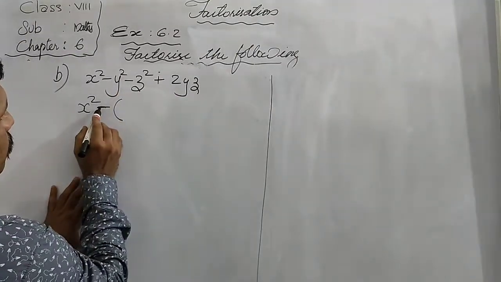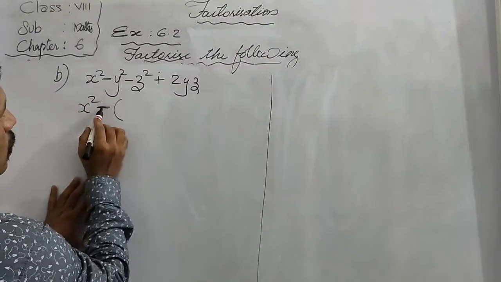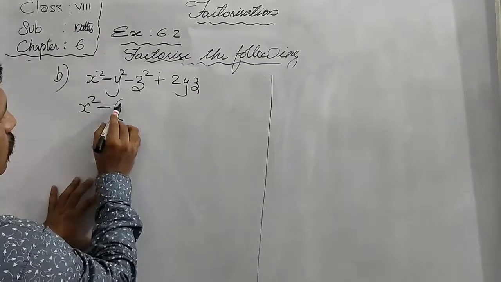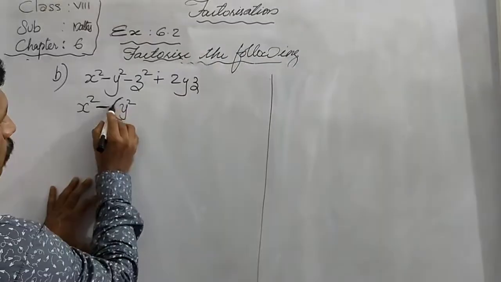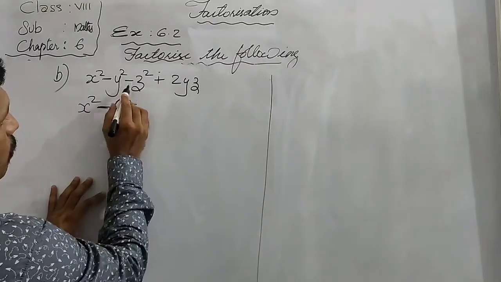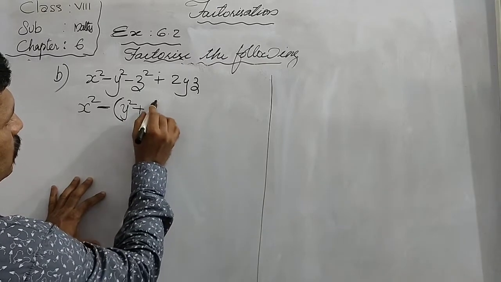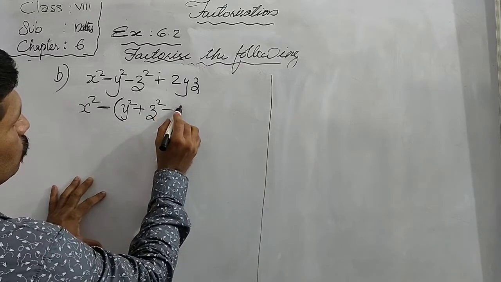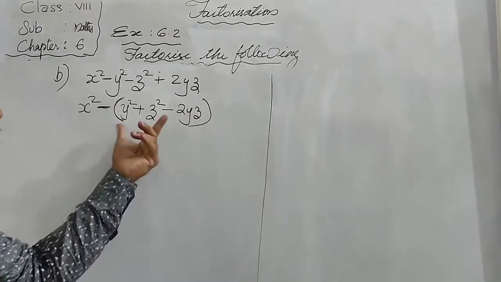So we write here minus outside. So here actually it is minus y square. In order to get this minus y square, we multiply minus into plus is equal to minus. So positive y square. This we put in bracket. Then here we want to get minus, therefore minus into plus is equal to minus, so plus z square. And here we want to get plus, that means minus into minus is equal to plus, so 2yz. Now we have found out this trinomial.